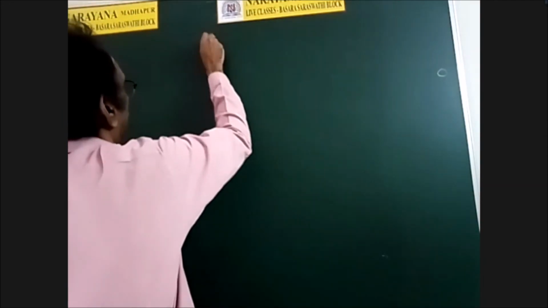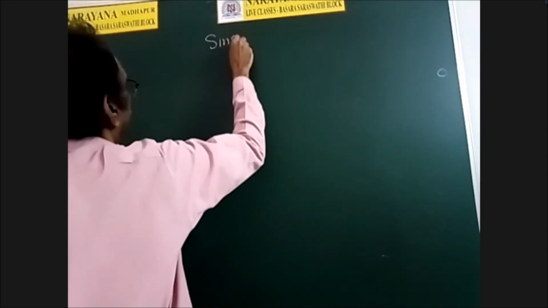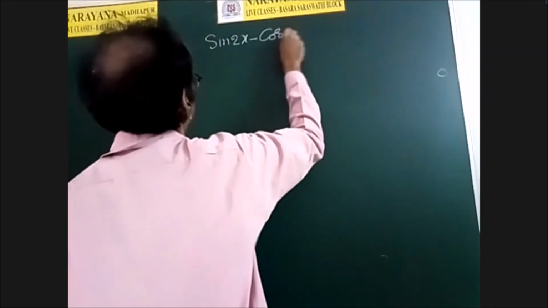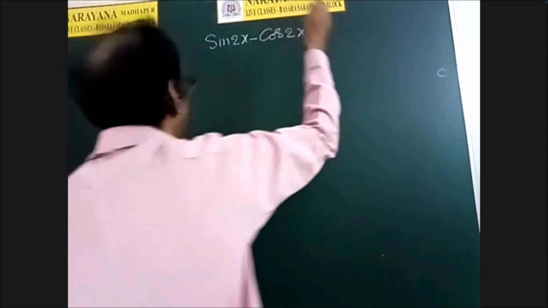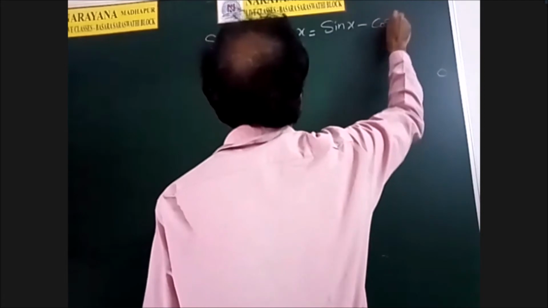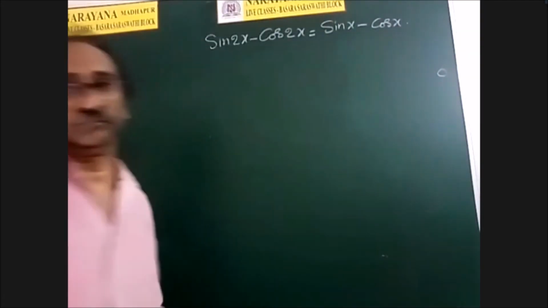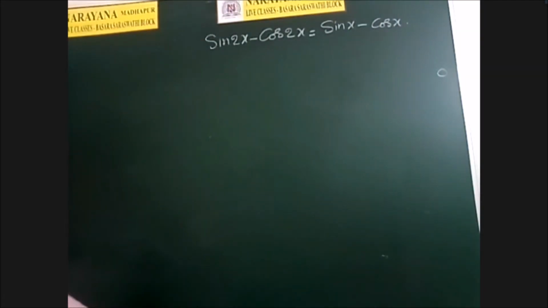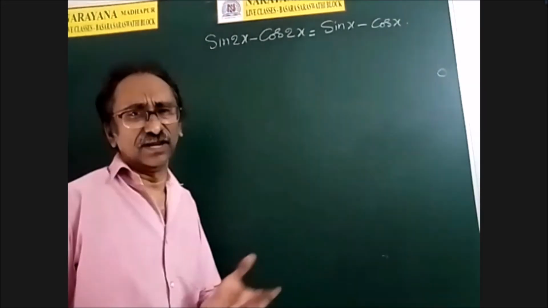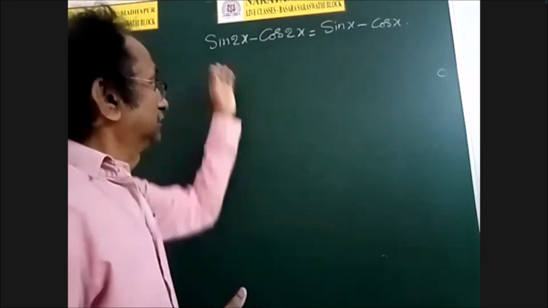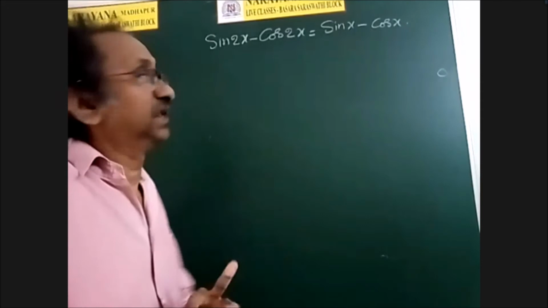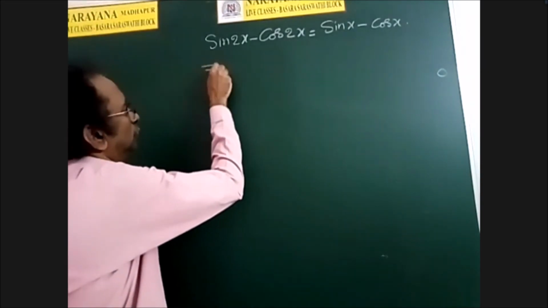See, sin 2x minus cos 2x is equal to sin x minus cos x. Solve this equation. So how to solve? Now there is no formula for sin C minus cos D. But there is sin C plus sin D, sin C minus sin D like that. So what will we do?